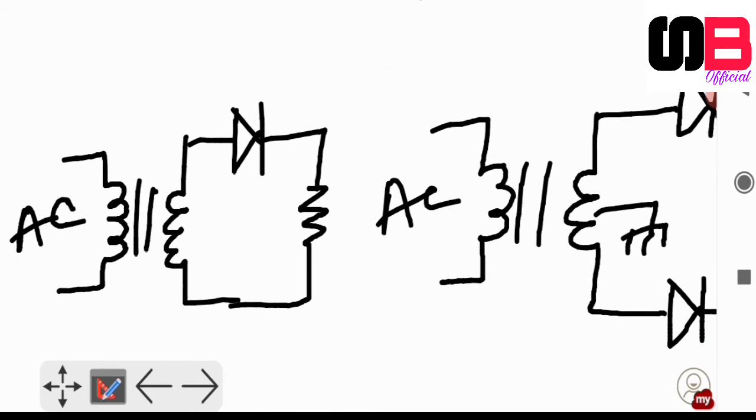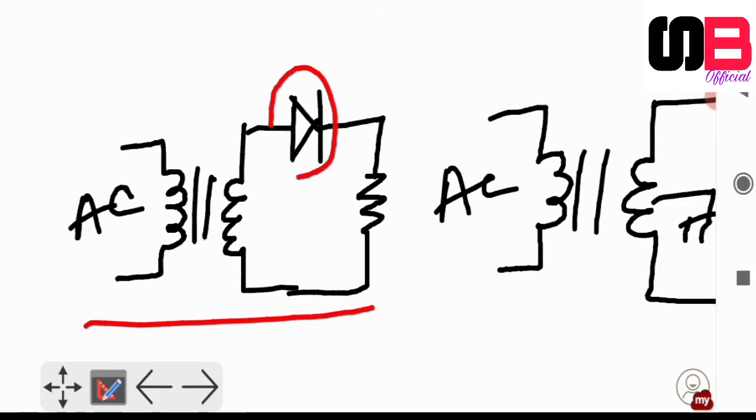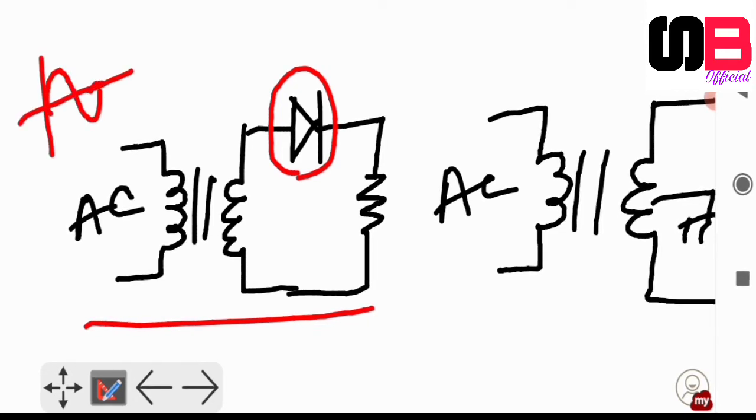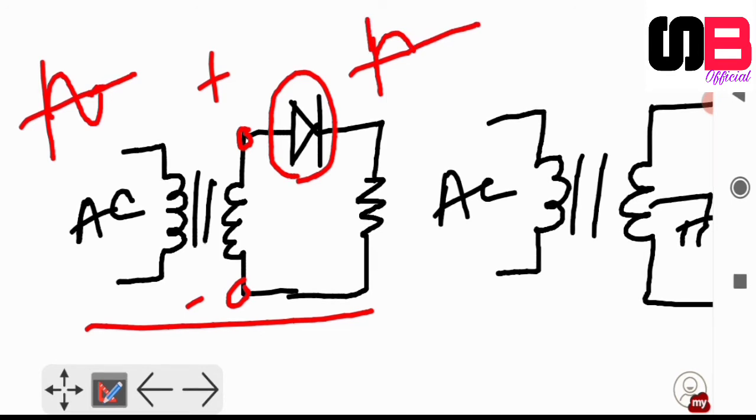The basic diagram of the half wave rectifier is shown here. In the half wave rectifier, we use only one diode, and whenever we apply the AC input signal, it will pass only one half. Whenever the diode is forward biased, it passes the positive pulse to the load. That means whenever this point is positive and this point is negative, the diode will conduct, and in the output we will get this type of waveform, this type of voltage.